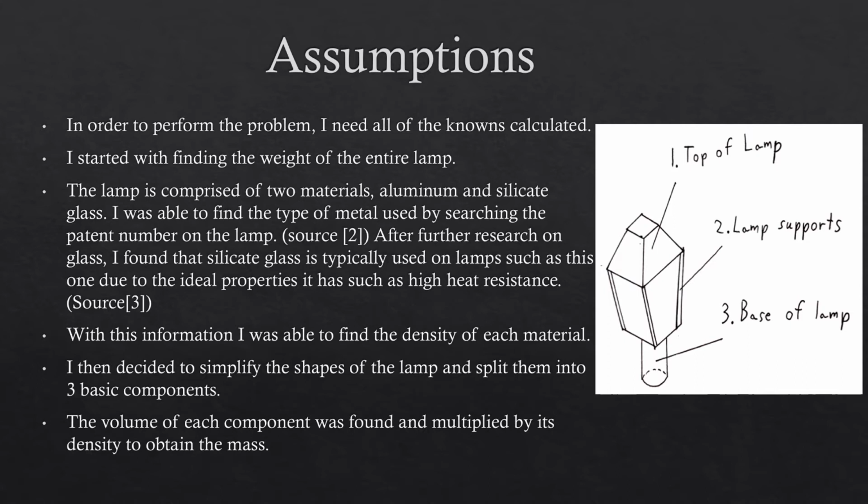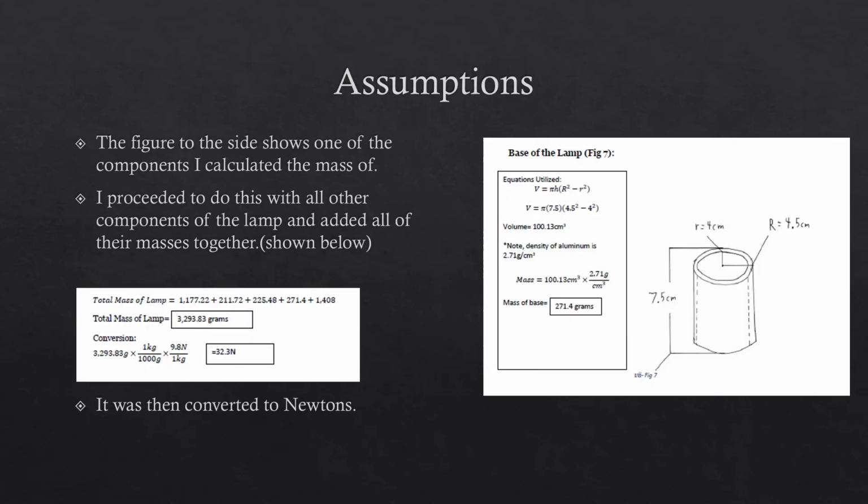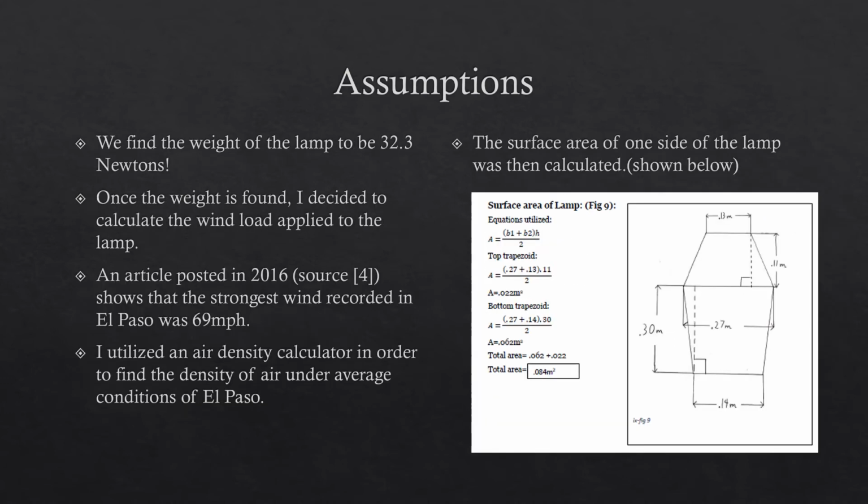I then decided to simplify the lamp into three basic components. The volume of each component was found and multiplied by its density to obtain the mass. The figure to the side shows one of the components I calculated the mass of. I then proceeded to do this with all other components of the lamp and added all of their masses together, shown below. Once the total mass of the lamp was computed, I converted it into newtons. I found the weight of the lamp to be 32.3 newtons.